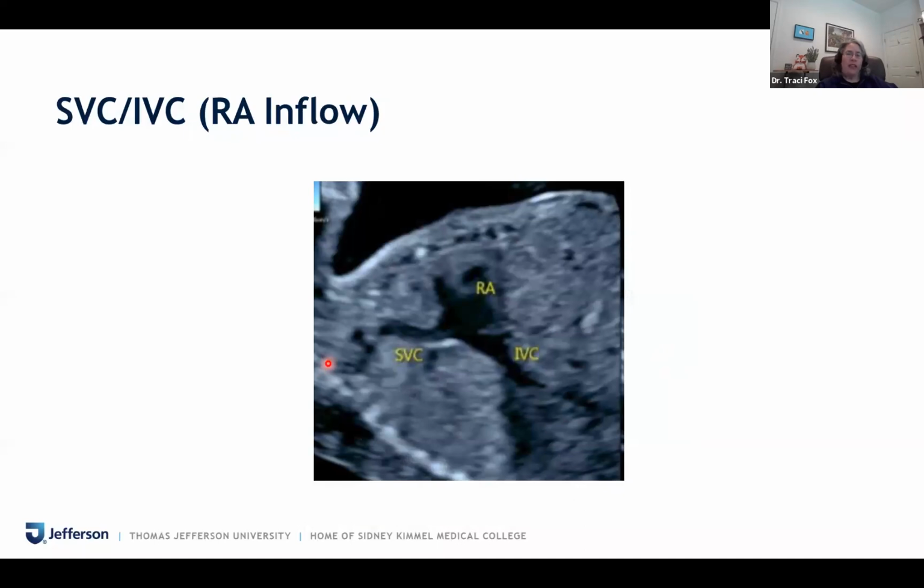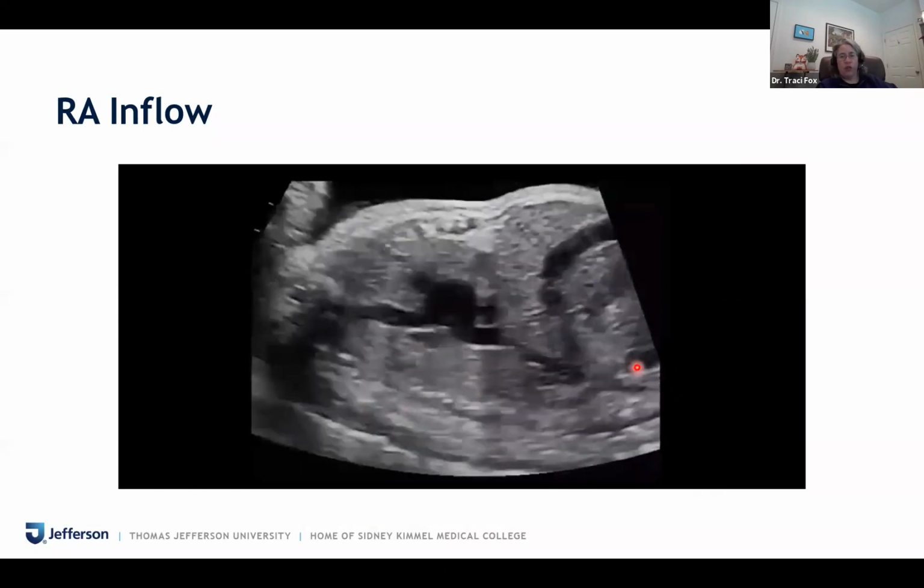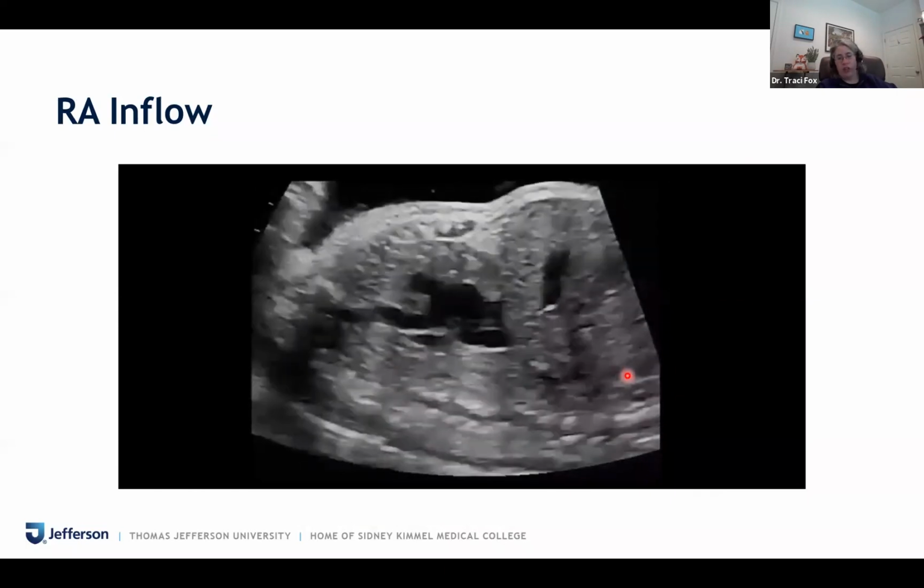The long axis SVC IVC view, or as I call it, the right atrial inflow. This is the SVC and IVC. This is a true sagittal view. It lies right next to the ductal arch view. Extremely easy to obtain. As you're scanning, you just want to be true sag, and they're just right in a line with each other.